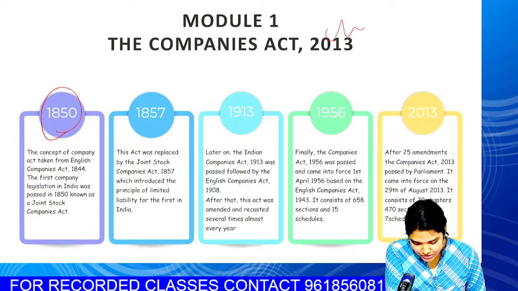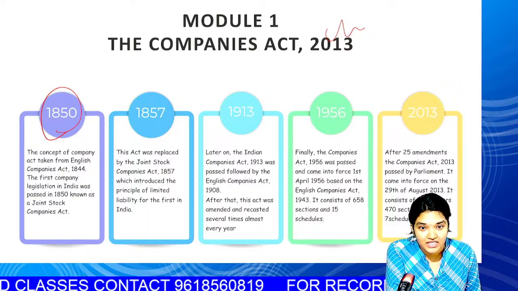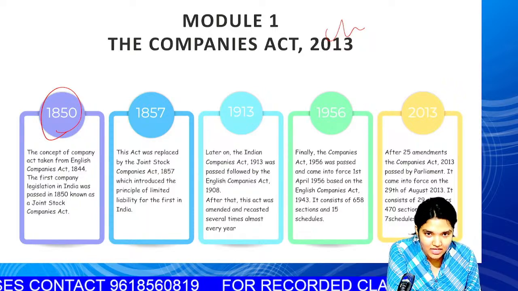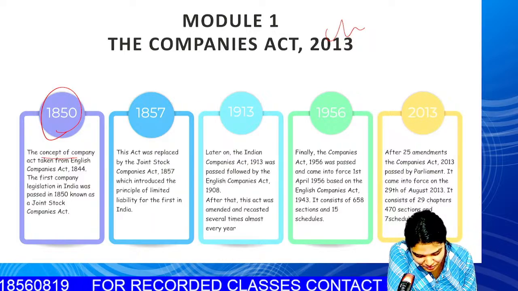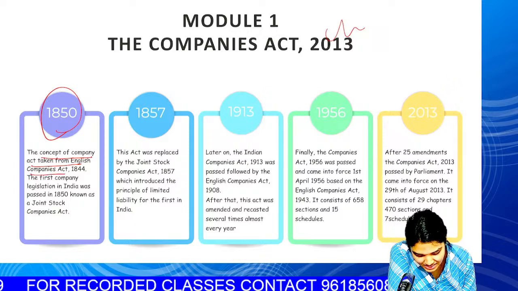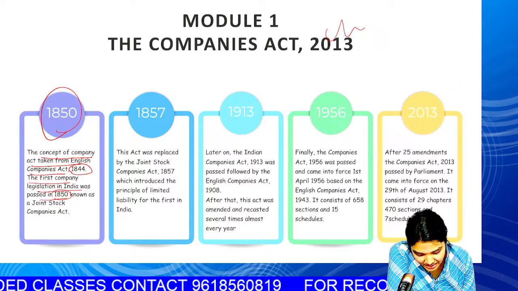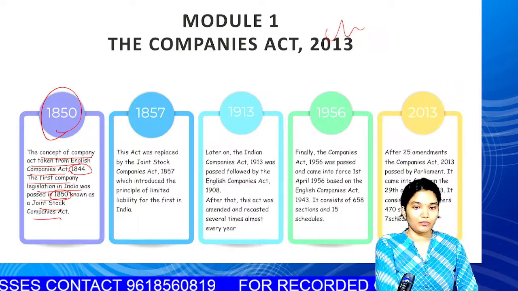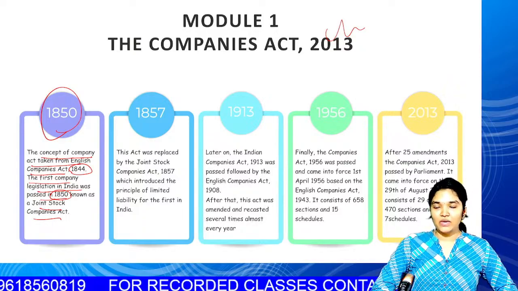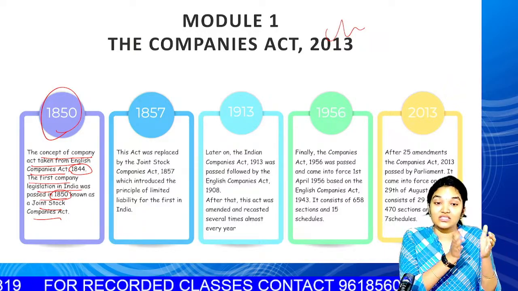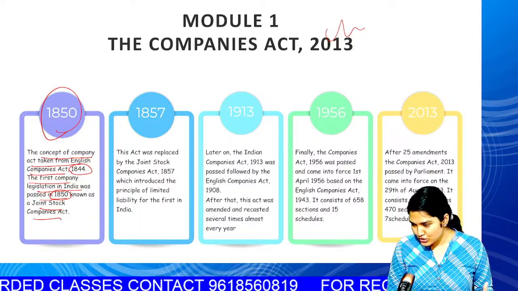Yeah, it is. So in which year did the Companies Act come into India? 1850. Yes, this concept is there in your textbook, so you have to start paying attention from here. Okay, so the concept of Companies Act is taken from the English Companies Act 1844. The first company legislation in India was passed in 1850, known as Joint Stock Company. Previously, companies were known as Joint Stock Companies. What is the meaning of joint stock? People would jointly hold the stock, that means the shares of the company, and they will do the business. That is why the name has come like a joint stock company.